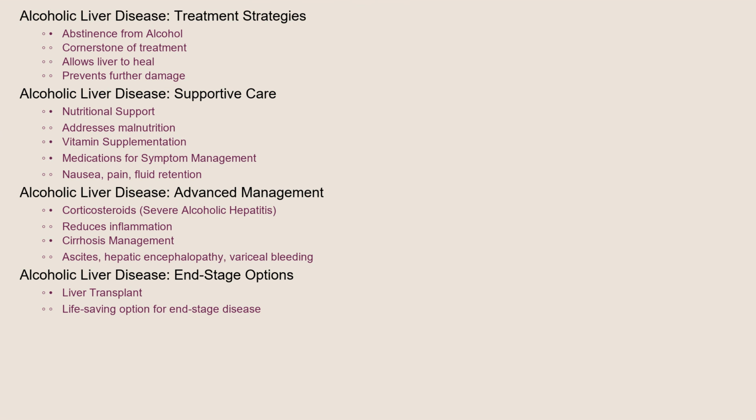The cornerstone of treatment for alcoholic liver disease is complete abstinence from alcohol. This allows the liver to heal and prevents further damage. Supportive care includes nutritional support to address malnutrition, vitamin supplementation, and medications to manage symptoms such as nausea, pain, and fluid retention. In severe cases of alcoholic hepatitis, corticosteroids may be used to reduce inflammation. For advanced cirrhosis, treatment focuses on managing complications such as ascites, hepatic encephalopathy, and variceal bleeding. In cases of end-stage liver disease, a liver transplant may be the only life-saving option.